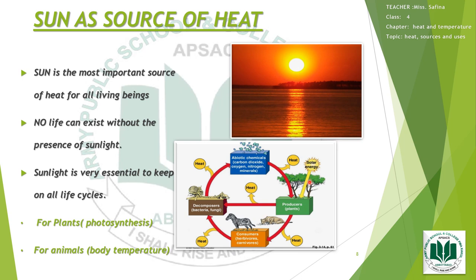Students, in this diagram, we can see that for every organism which is existing over the earth, sunlight is very necessary. For plants, sunlight is very important because in this light they can make their food. For all other types of animals, sunlight is very essential. Even it is very important for all types of microbiotic organisms. So, in this way, we can say that the presence of sunlight is very important for all types of organisms and it is the basic source of heat.